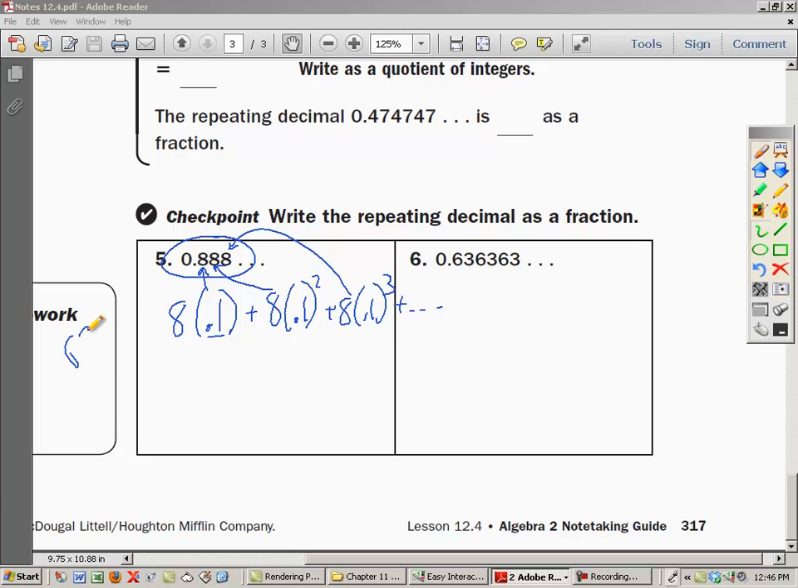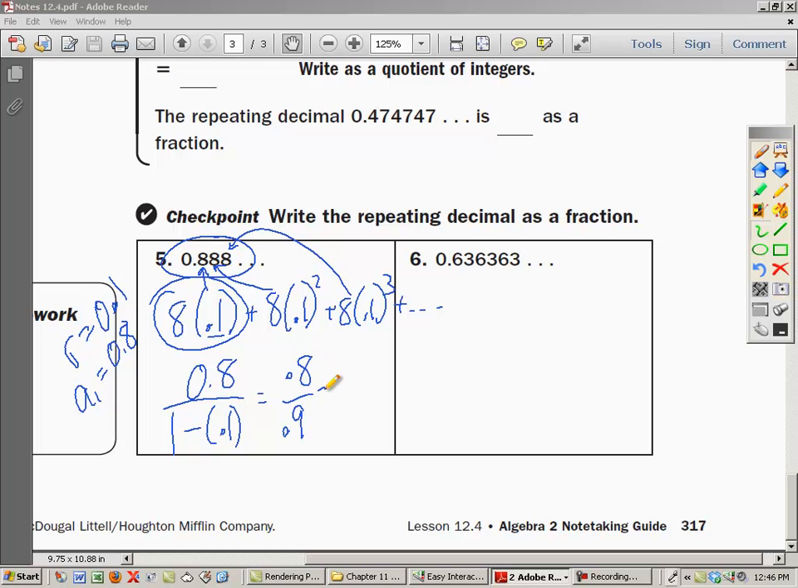So my common ratio is 0.1. My initial value is 8 times 0.1. A sub 1 becomes 0.8. All right? And so if I want to write 0.888 as a fraction now, this becomes the initial value of 0.8 divided by 1 minus the rate, the common ratio, which is 0.1. Well, 0.8 divided by 0.9 is the same thing as 8 over 9. So that's 8/9. Okay, let's try another one.